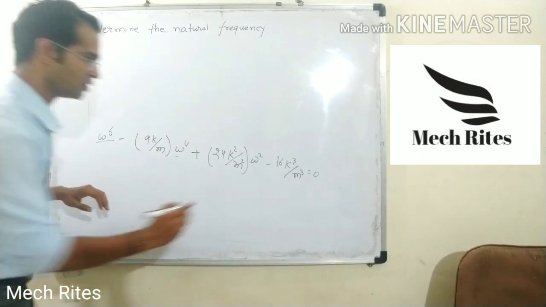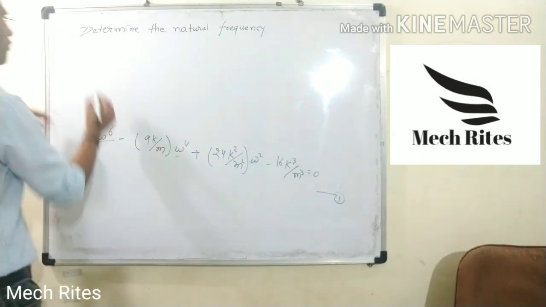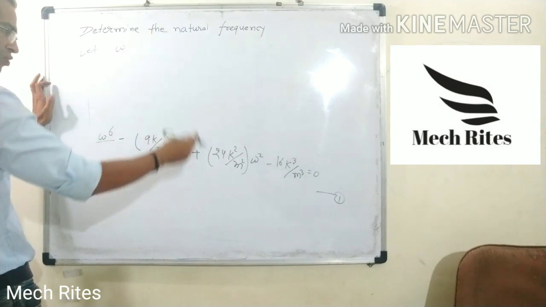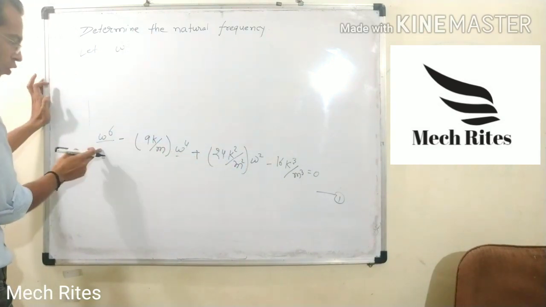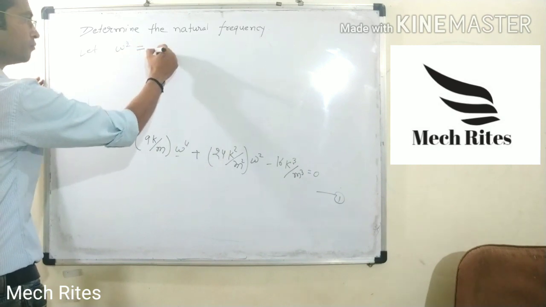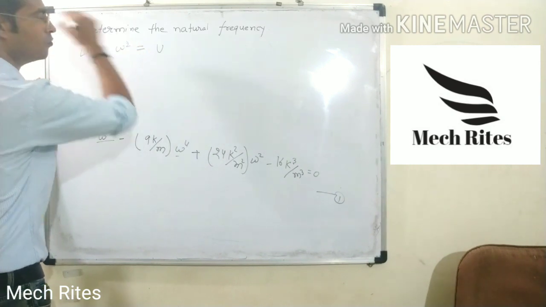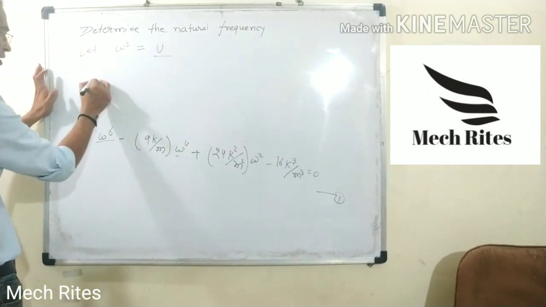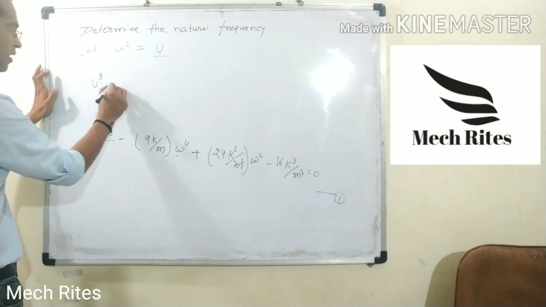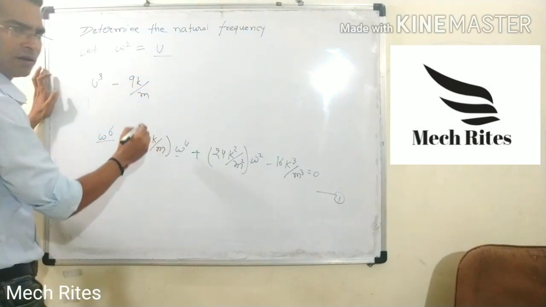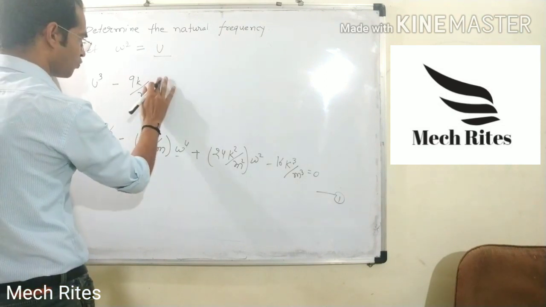To solve this equation, first of all, let omega square, omega 4, omega 6. So I will take omega square equal to u. Okay, let omega square equal to u. So here it will be u to the power cube minus 9k by m omega to the power 4.